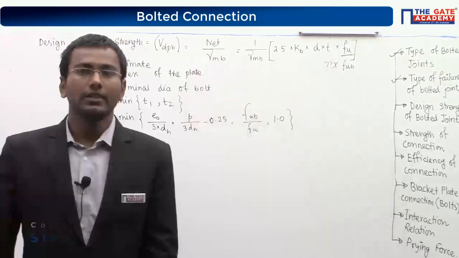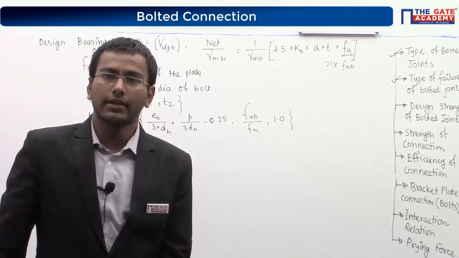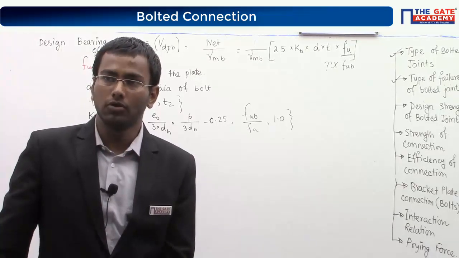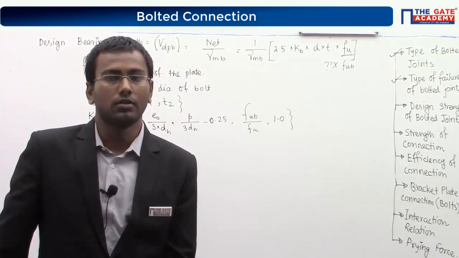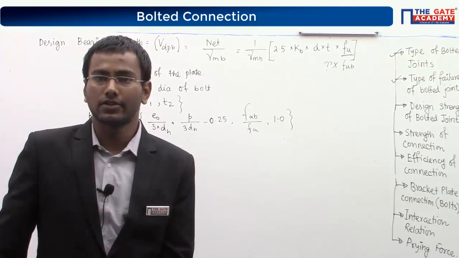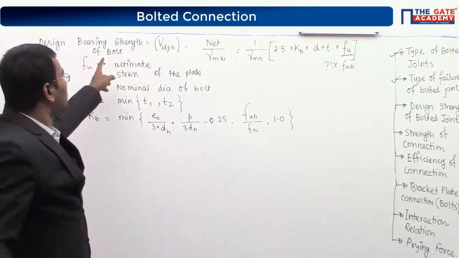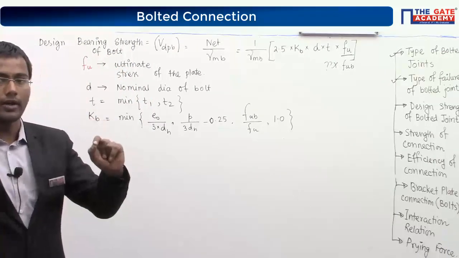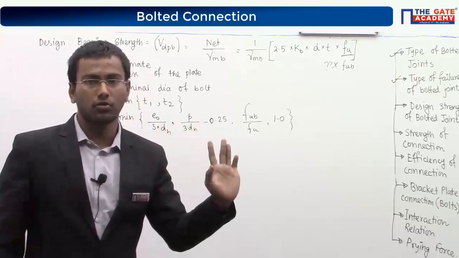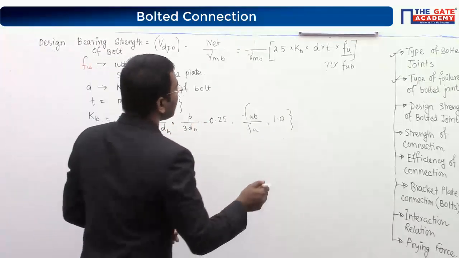Why? Now see here, first of all, we are calculating the bearing strength of the bolt. So of course bearing is occurring on the bolt itself. If we were calculating the bearing of the plate, then we would take the bearing stress of the plate. But here we are calculating for the bolt. So bearing, or contact area, is also occurring on the bolt. There is no doubt about it. But here you can see there is a value of Kb.